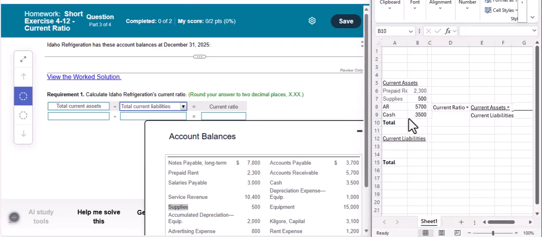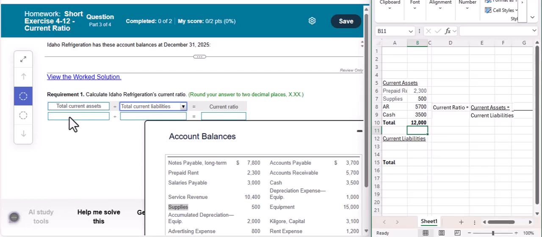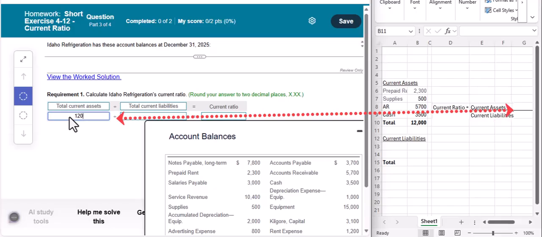Then you'll click into the cell you want the total in here in the Excel, and hit Alt equals, and that will give us the selected area for our sum, and we'll hit enter, and that gives us a total current assets of 12,000 even. We can put that here in requirement 1 and also on our scratch paper here.